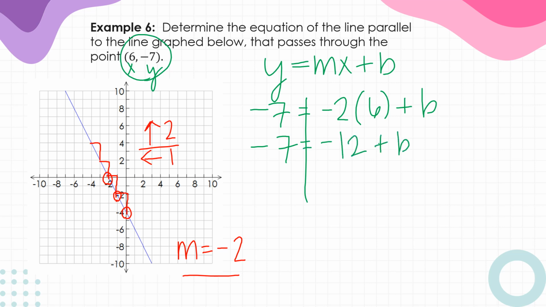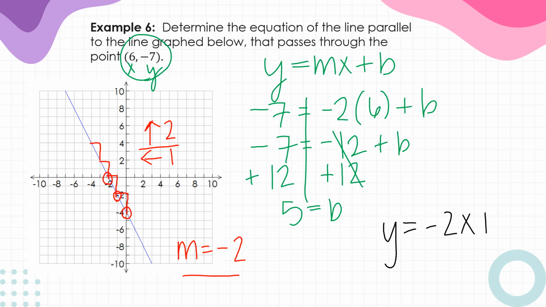Now, in every example we've done, we've subtracted that constant from the left-hand side, but we've done that because it's been a positive number. In this case, because the 12 is negative, when I want to cancel it out and move it to the other side, I would need to add it. So negative 7 plus 12 is 5, and that would be the value of b. So my equation would be y equals negative 2x plus 5.